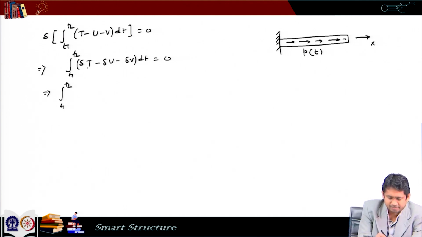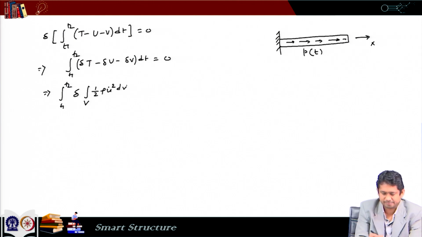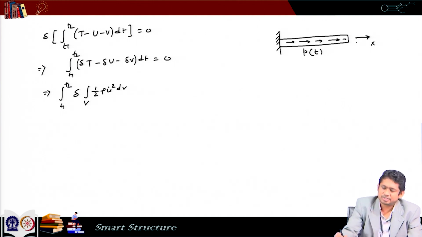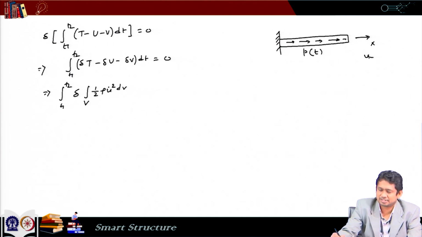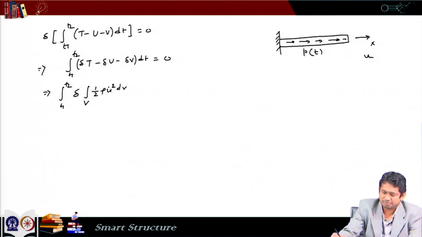And then our kinetic energy T can be written as integral over the volume of half rho u dot square dV, because u is the displacement along x direction. So, the velocity is u dot. If I take half rho u dot square, that is kinetic energy per unit volume, and then if we integrate it over the volume, that becomes our total kinetic energy.